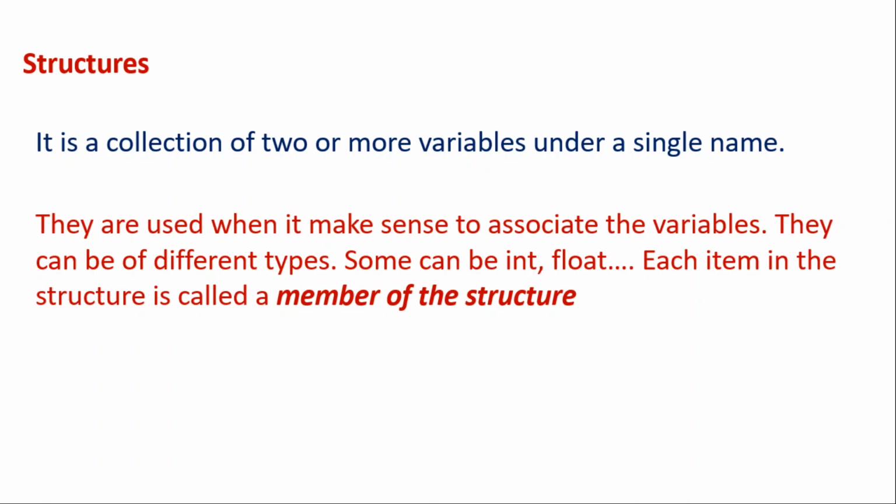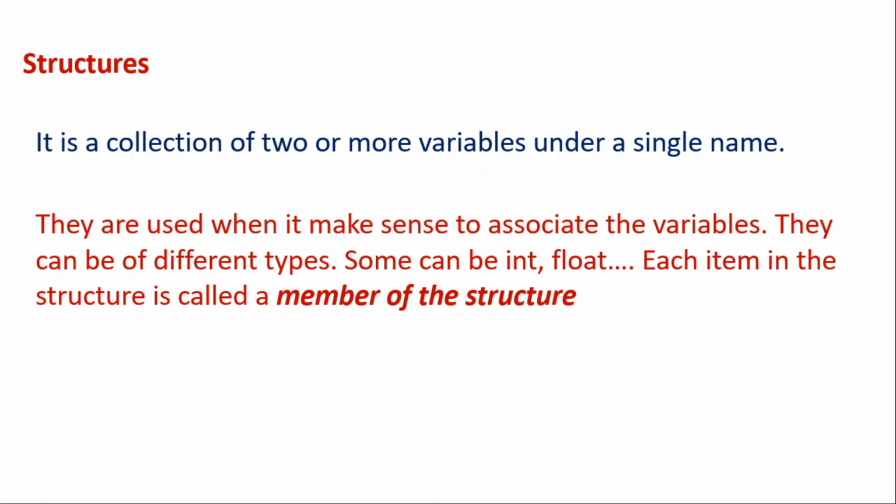These are used when it makes sense to associate variables. We said that there is a reason for categorizing them under a single name, right? So when it makes sense to associate variables, structures can be used. Another important thing is that it is not necessary that all the variables have to be of a particular type. One variable can be integer, another variable can be a float type. So different types of variables can be combined together under a structure.